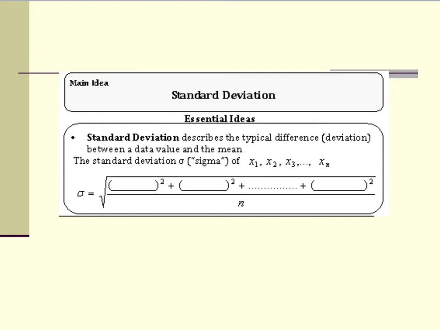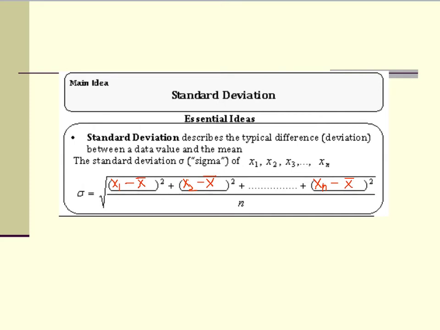The standard deviation is found by this formula. You take the first value in your data set and you subtract the mean. And don't forget, mean is x bar. You square that, then you go to the next data value and subtract the mean and square it. And you keep going until you get to the last data value and subtract the mean and square it.